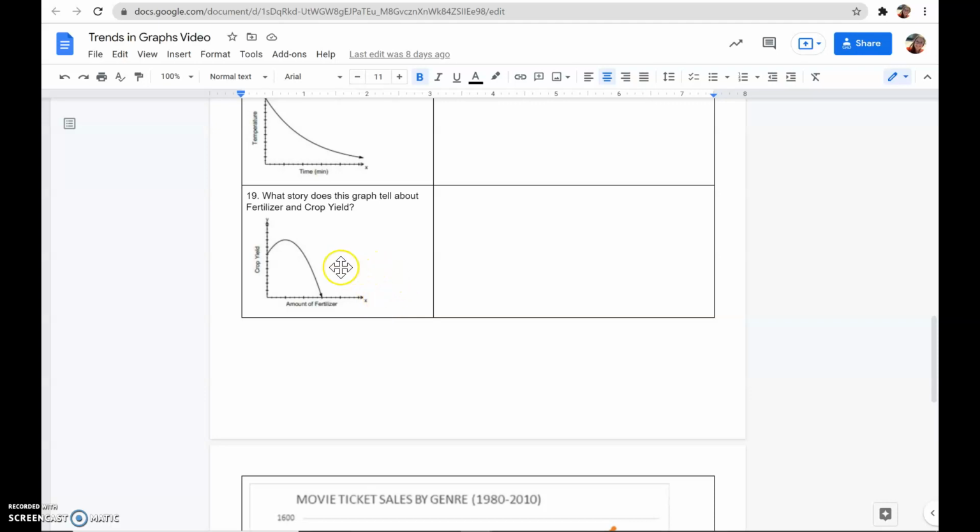As the amount of fertilizer increases, what happens to our crop yield? Well, it starts here in the middle and first it goes up, right? So it's increasing. And then it's decreasing. So we can say that as the amount of fertilizer increases, our crop yield increases, then levels off, and then decreases, showing us that too much fertilizer can destroy your crops.